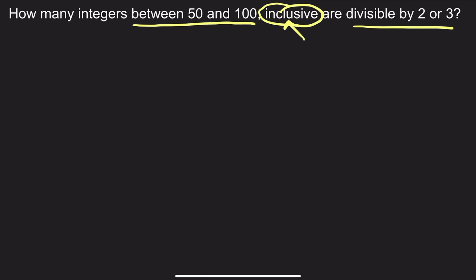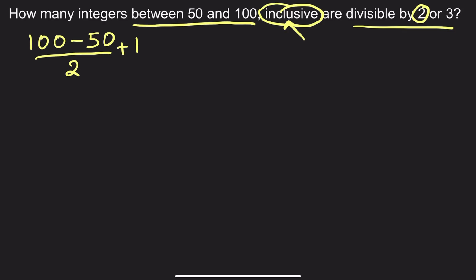What we're going to do is use a formula: largest number minus smallest number, divided by 2, plus 1. In this range, the smallest number divisible by 2 is 50, and the largest number in this range divisible by 2 is 100. Let's go ahead and use our formula. Largest number minus smallest number divided by 2 plus 1. We're dividing by 2 because we are looking for integers that are divisible by 2.